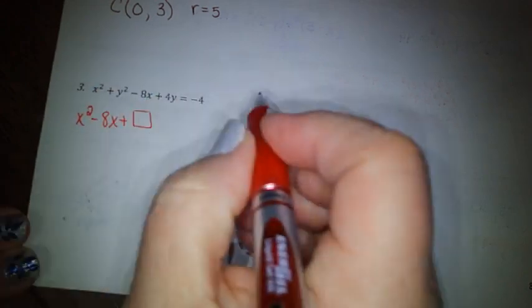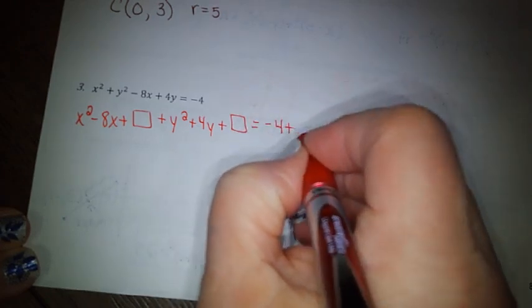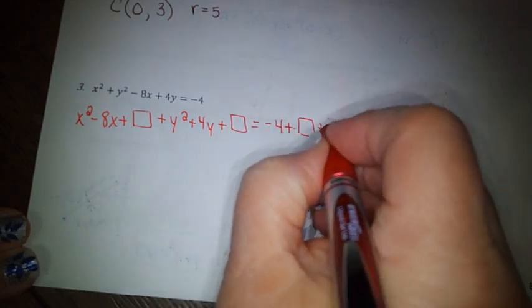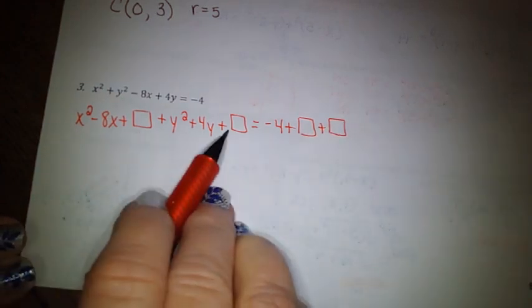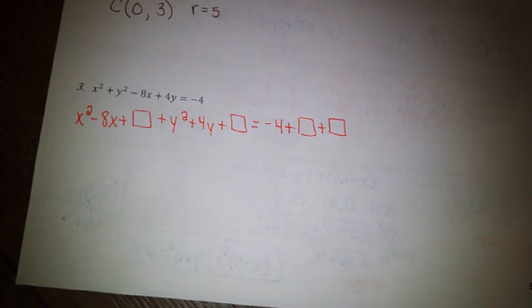Okay, let's do another one. So I'm going to group my x's together. X squared minus 8x plus a box. Y squared plus 4y plus a box equals negative 4 plus a box plus a box. So whatever I add to the left side, I can remember to add to the right side. The boxes just help me to remember to do that.